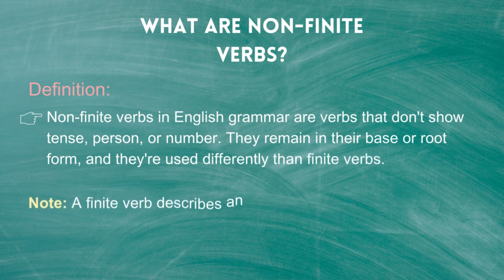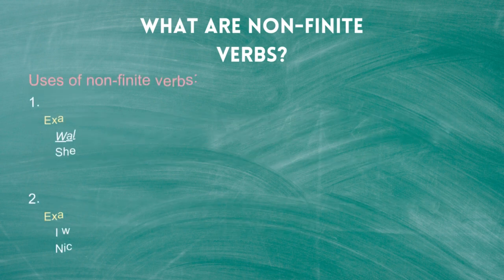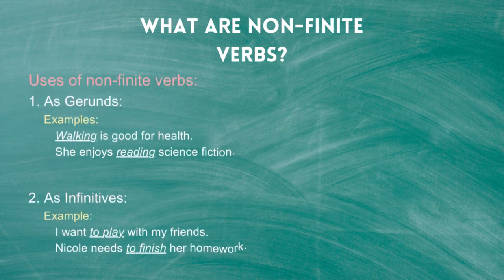It is important to note that a finite verb describes an action whereas a non-finite verb form plays the role of other parts of speech. Non-finite verbs can play different roles in a sentence, like working as gerunds or infinitives.